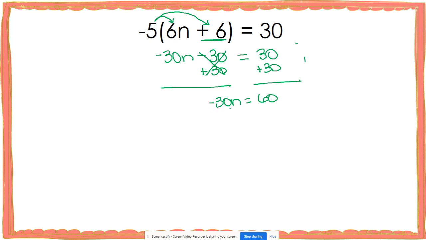Now I need to get rid of negative 30 over here. I see that negative 30 is multiplying by n, so I'm going to use the inverse, which is dividing by negative 30 on both sides. My negative 30s will cancel to leave me with n equals, and then positive 60 divided by negative 30 is negative 2. So n is equal to negative 2.